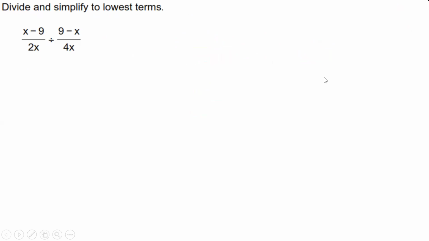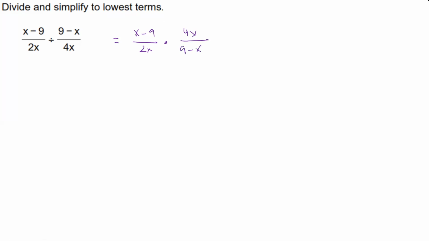All right, so here we're supposed to divide and simplify to lowest terms. So what we need to do is keep the first one the same. We're just going to keep it as it is for now, over 2x. Then we change it to multiply, and we flip it. So that's 4x over 9 minus x.